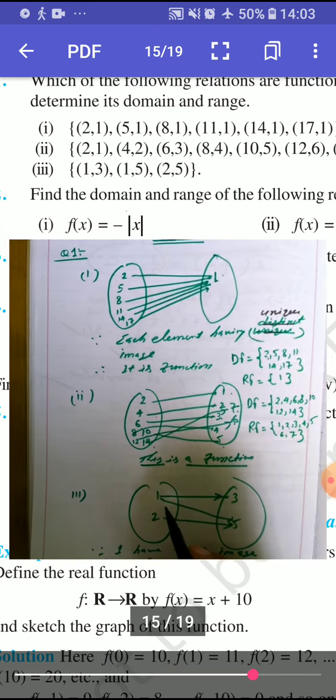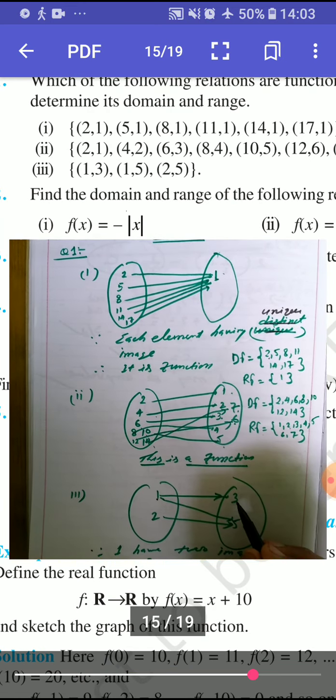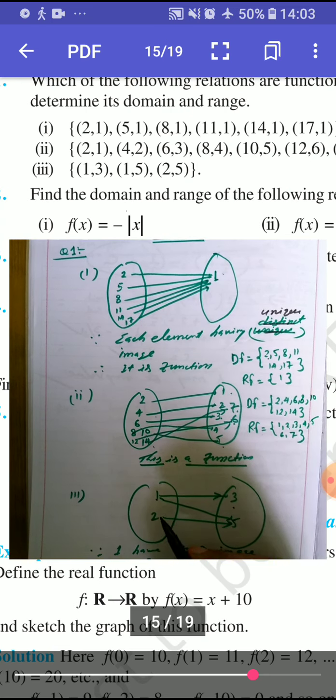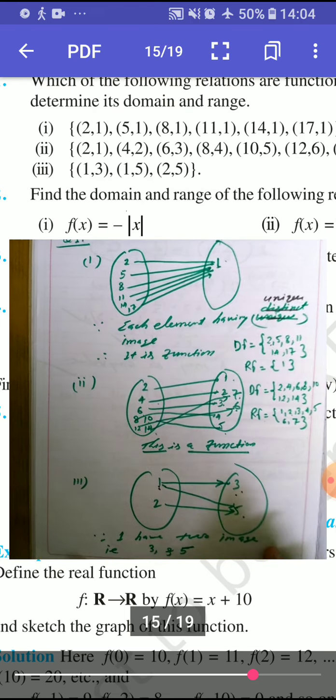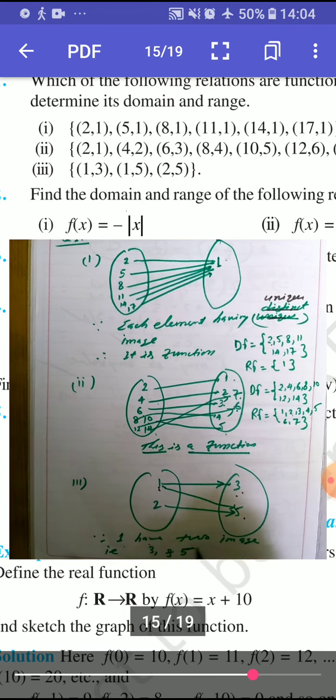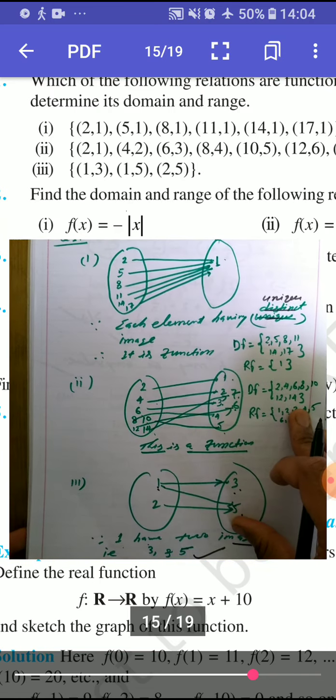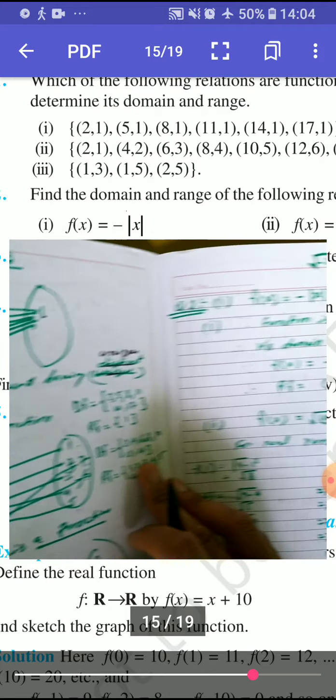Since 1 has more than one image, the image of 1 is 3, and also the image of 1 is 5. Therefore this is not a function, it is a relation. 1 has two images, that is 3 and 5, so it is not a function. Now come to the next question, number two.